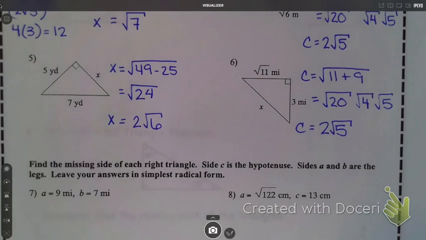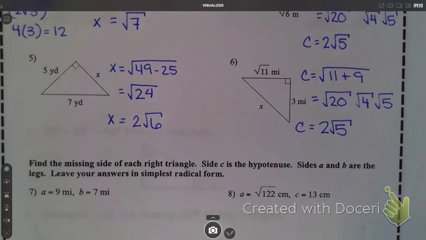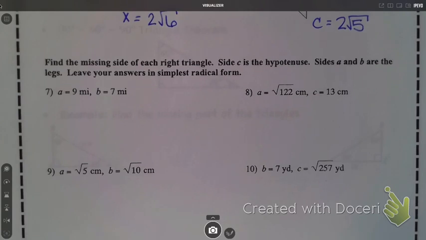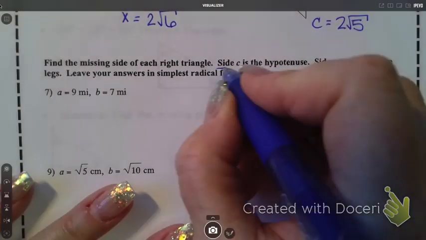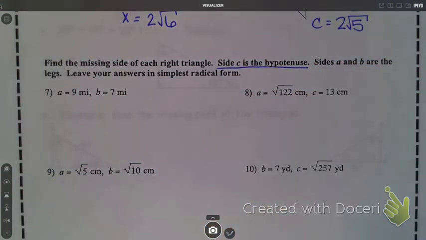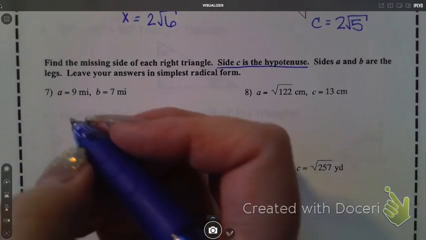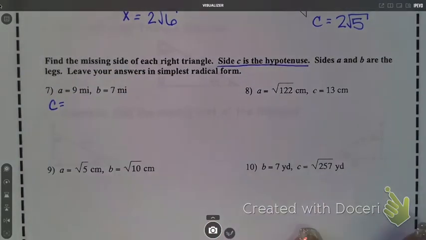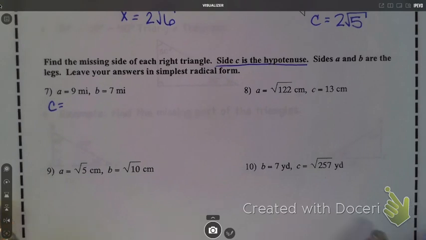Okay, so what's the difference on 7, 8, 9, 10? There is no triangle. Should it matter? No. It tells me C is the hypotenuse, and what's it want me to do? Find the missing side. So I have A and B, so I'm looking for what? C. So C is going to equal, we're just going to set these up, and then I'm going to let you simplify them on your own.